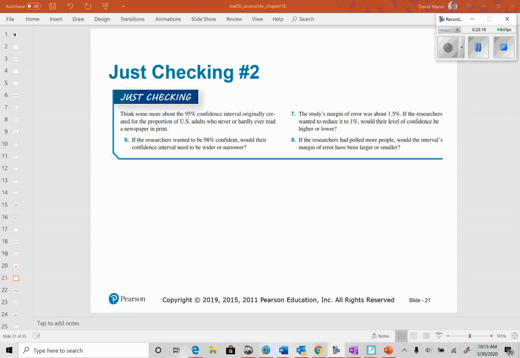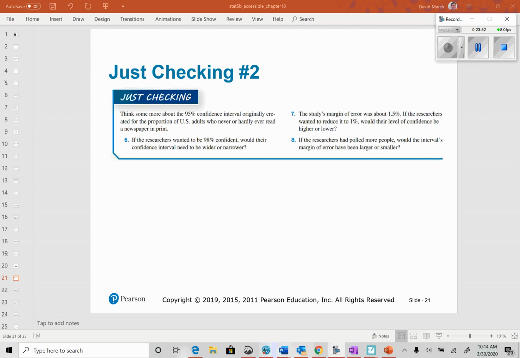Number 7, the study's margin of error was about 1.5%. If the researchers wanted to reduce it to only 1%, what would happen to the level of confidence? Would it be higher or lower? Correct answer there is lower. If the margin of error is less, then the graph is going to be more narrow, or the range of values is going to be more narrow. The confidence level is going to be smaller.